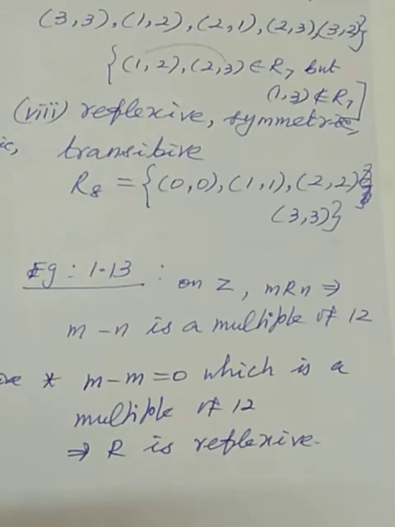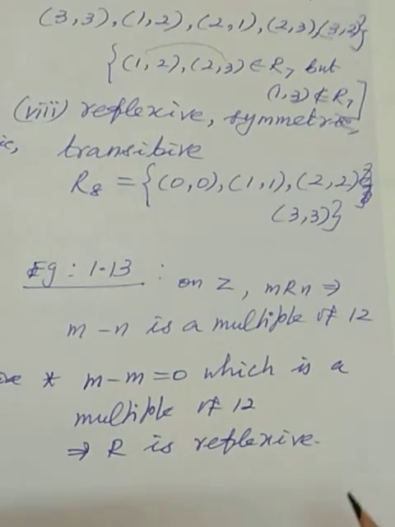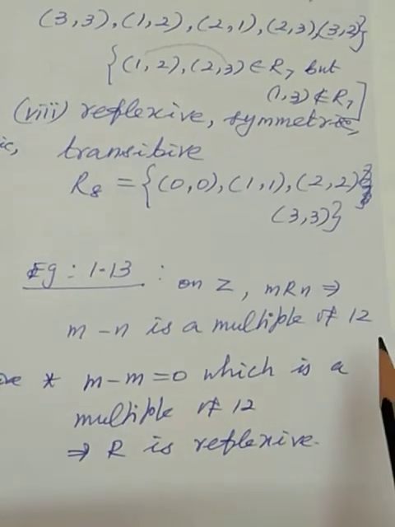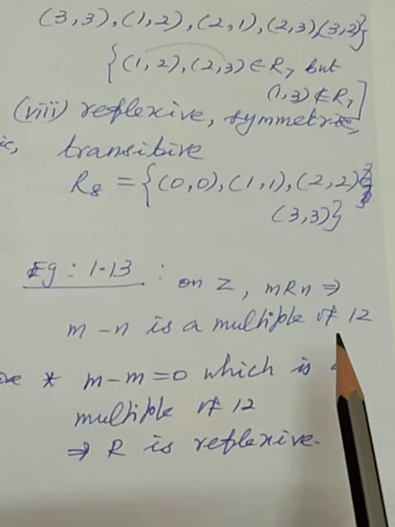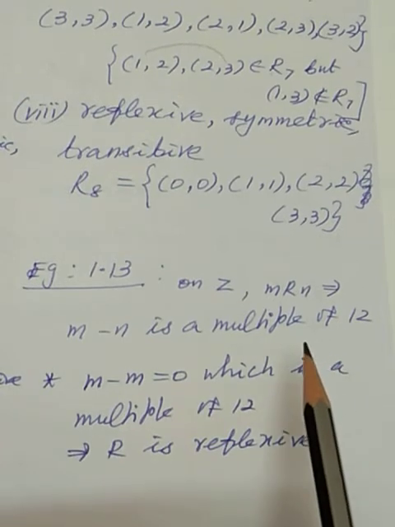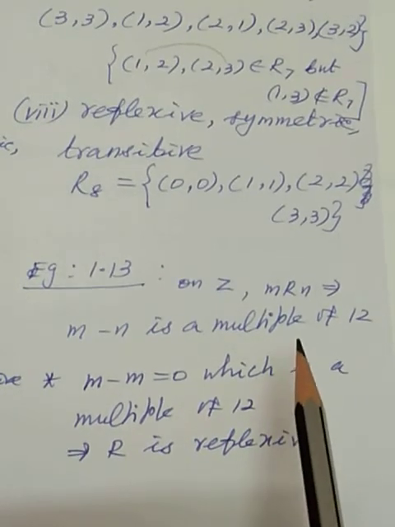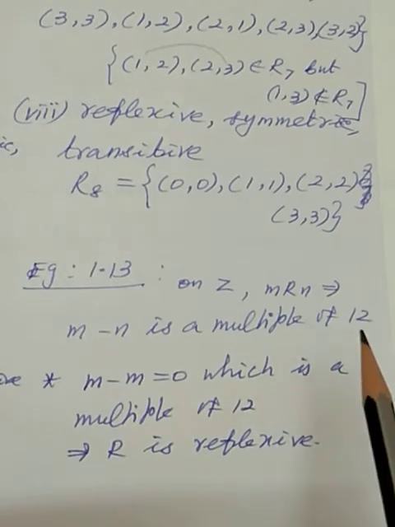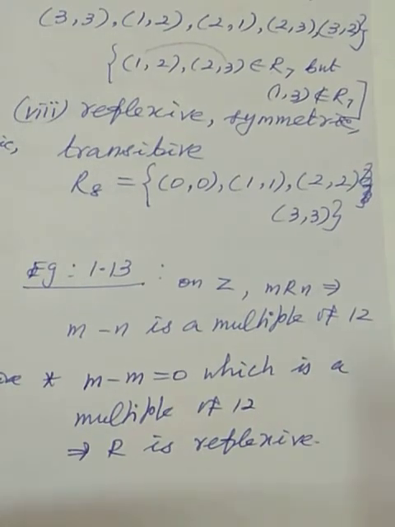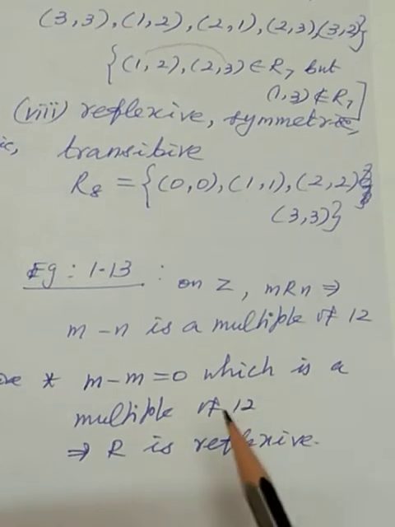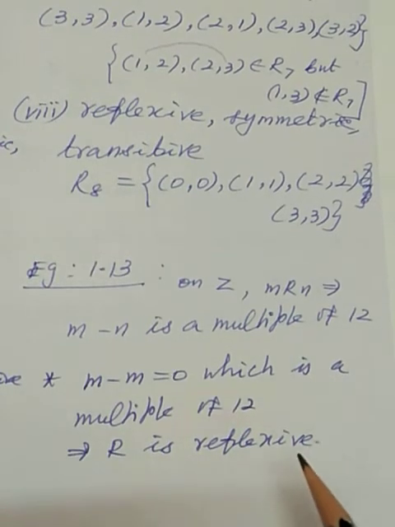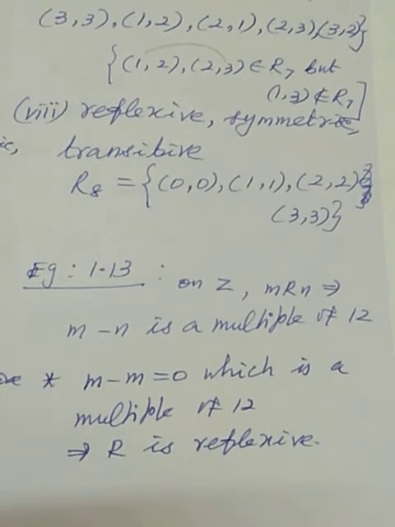Now you see one more example, 1.13. In the set Z of integers, define m related to n if m minus n is a multiple of 12. So m related to n means the m and n are related in what way? m minus n is a multiple of 12. Prove that R is an equivalence relation, where the relation is defined in the set of integers. In what way?